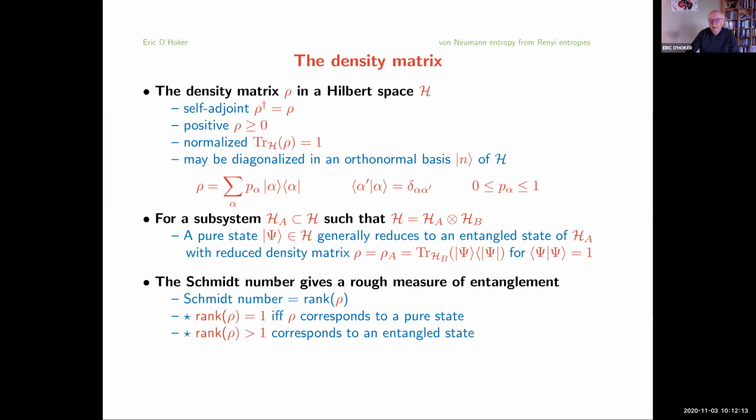The simplest one is probably the Schmidt number, which is the rank of this matrix rho. And if the rank is 1, that's true if and only if rho corresponds to a pure state. That makes sense from this decomposition. And then if the rank is larger than 1, then the state is actually genuinely entangled. Of course, this is a very rough measure of entanglement because you could have a pure state and add a very small admixture of another pure state with a p alpha of 10 to the minus 10 or something. Then the Schmidt number would be 2, but actually it's incredibly close to a pure state.